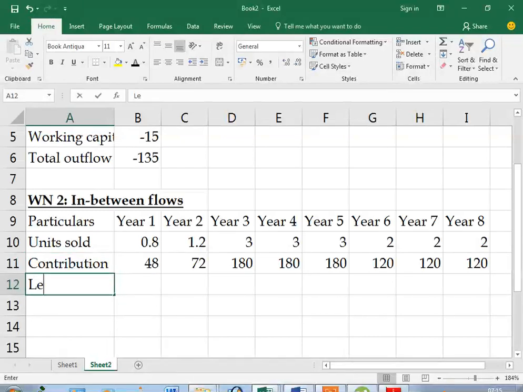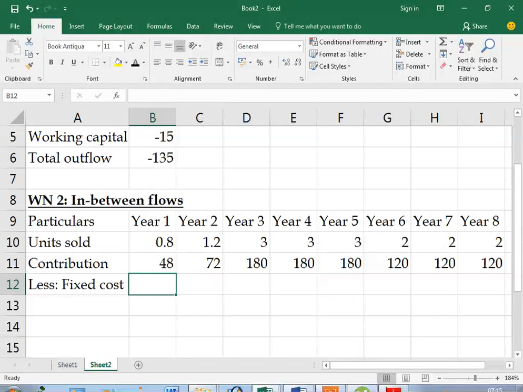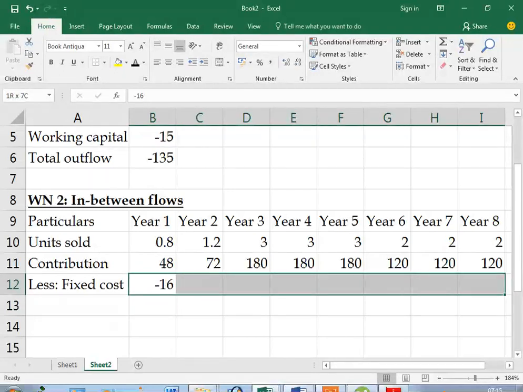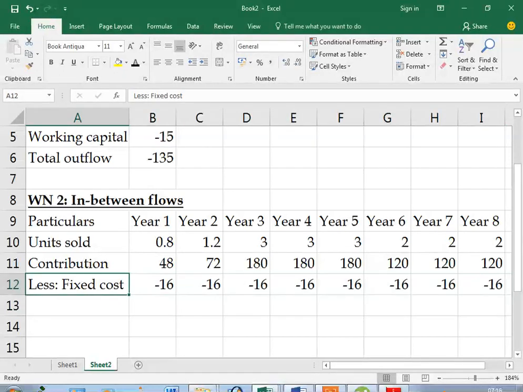Less fixed cost. Now please listen, fixed cost is normally irrelevant, but in this question it is specific to this project. So when it is specific to a project, you will have to consider the fixed cost. How much is the fixed cost? 16 lakhs. Fixed cost minus 16.